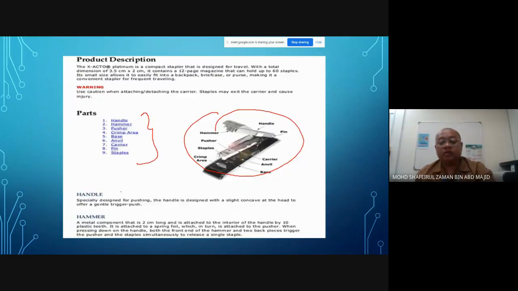And please do not forget, when you are describing a product, you need to have the graphic, because people will understand better if you have the graphic or the illustration.